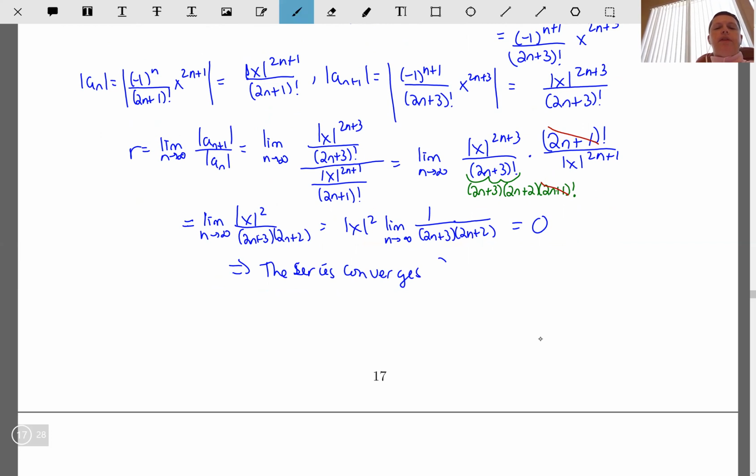So what's the interval of convergence? If you said minus infinity to infinity, you are absolutely right.